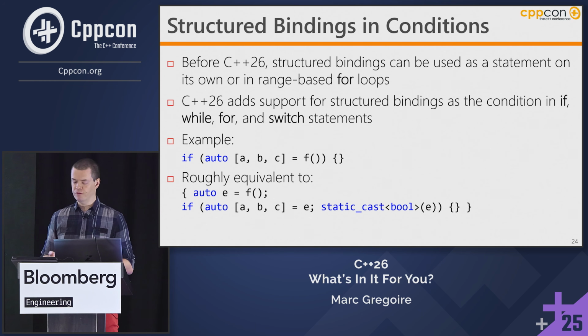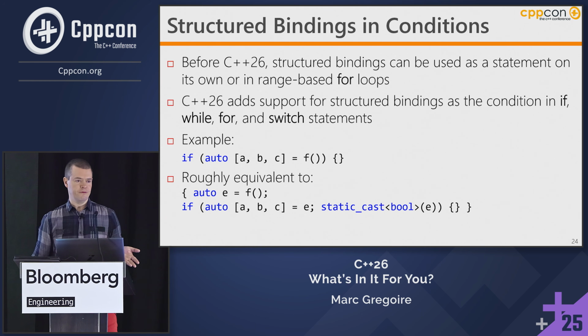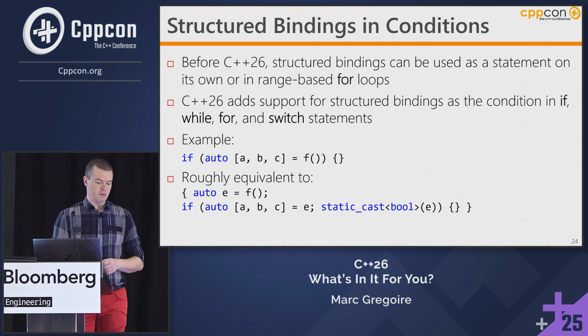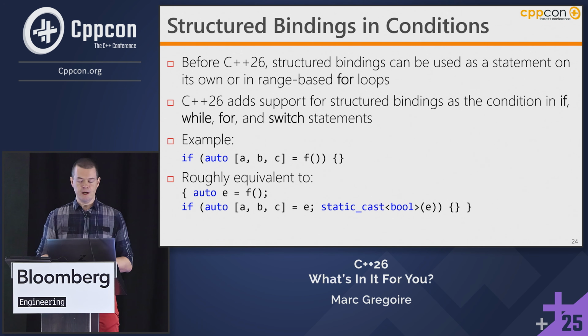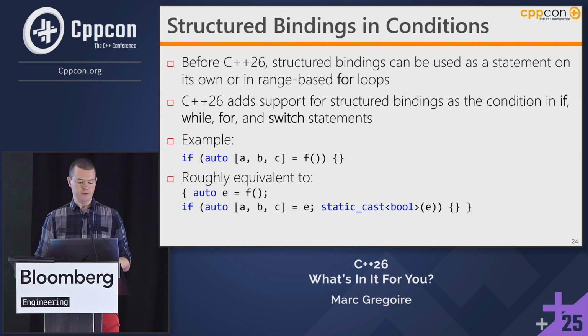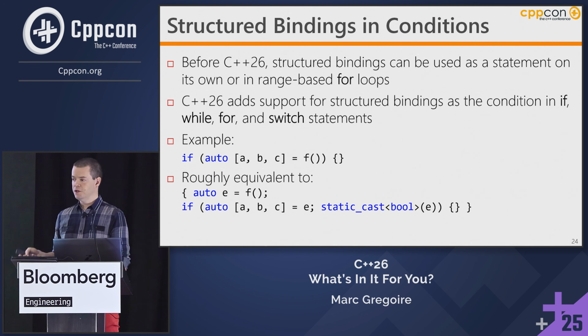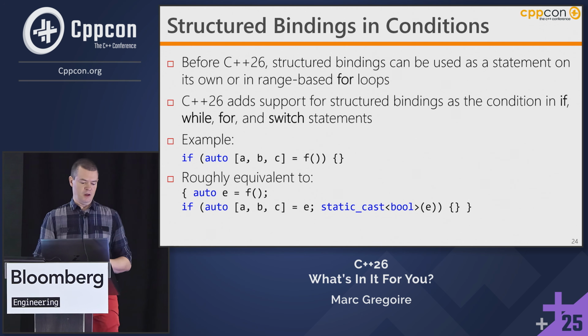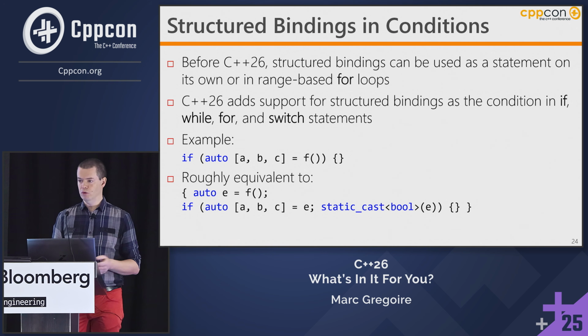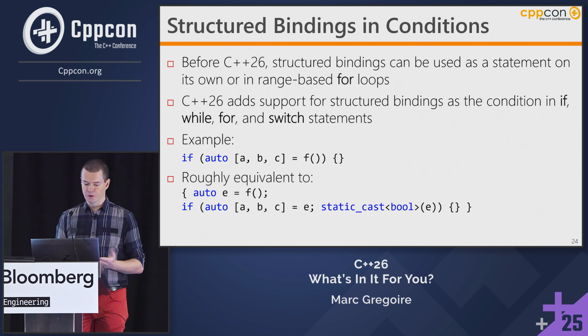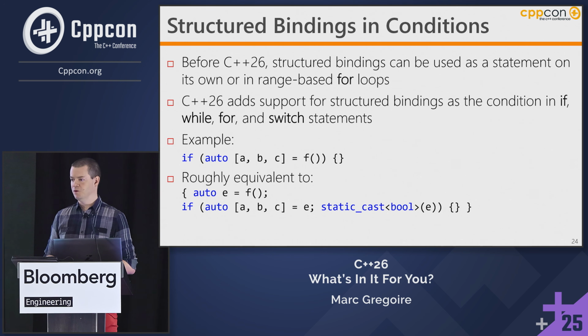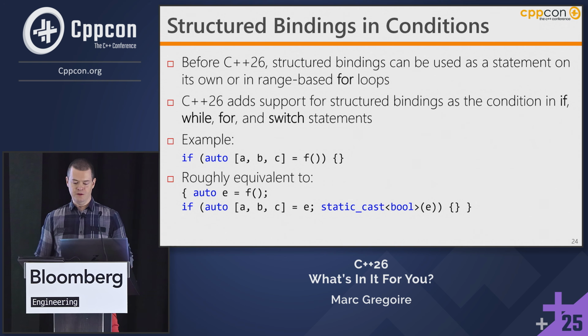So this is roughly equivalent to the following. We call f, we store the result in some variable e, then in the initializer of the if statement, we decompose it into a, b, c, and in the condition part of the if statement, we static_cast e to bool. So the new one, the first example, is much more readable.